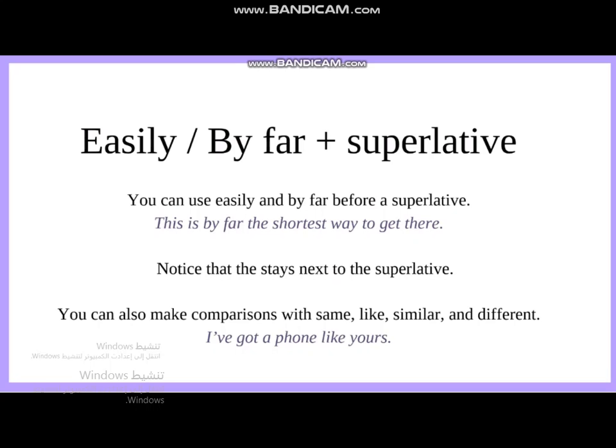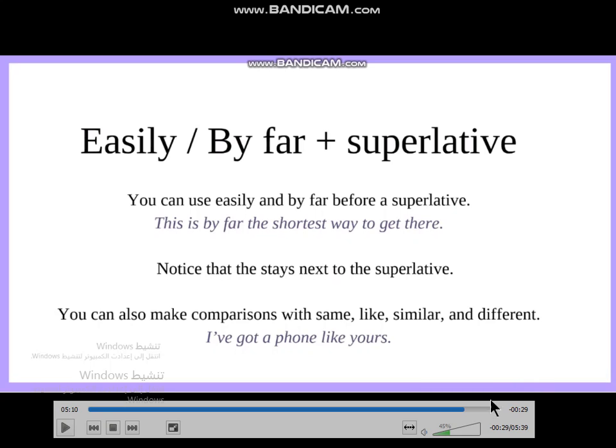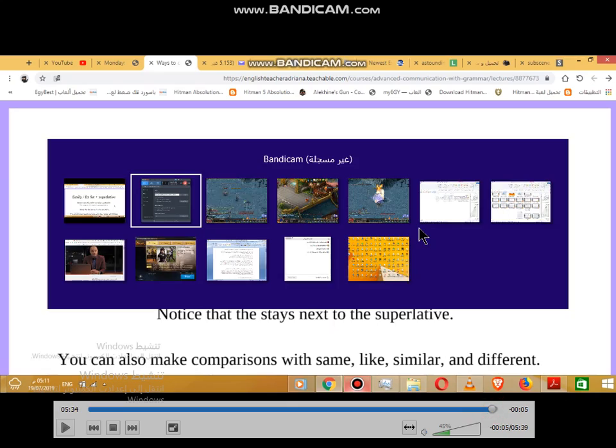You can also make comparisons with same, like, similar, and different. I've got a phone like yours. Okay, so easy. Okay, this is my lesson today.